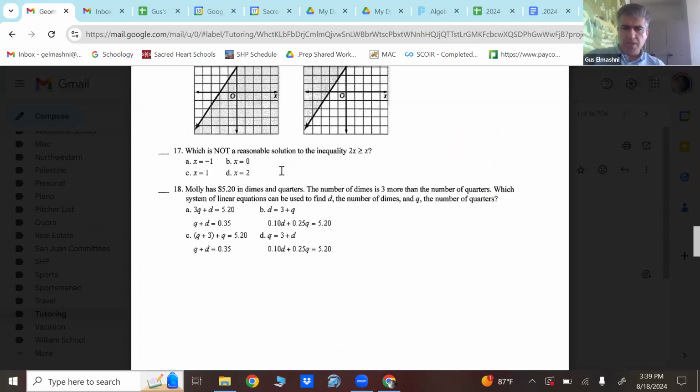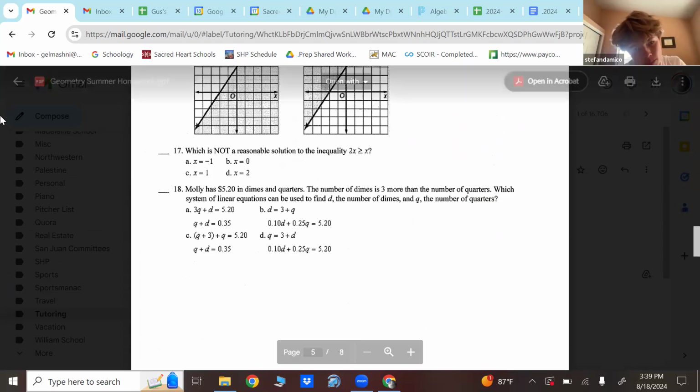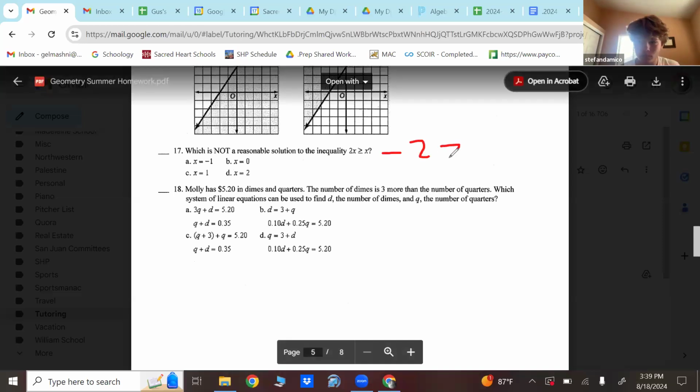Okay, so you just have to test each choice out. If I plug in 0, 0 is okay. 2 is okay. 1 is okay. -1 is not okay. -2 is not bigger than -1, so that's why it's A.